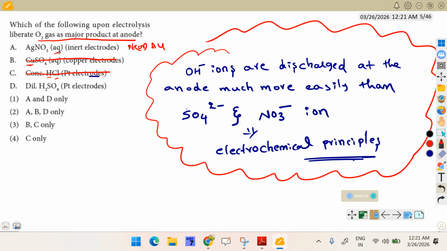Why? These are aqueous solutions. In aqueous solution, the solvent is water. Water dissociates into H plus and OH minus. AgNO3 dissociates into Ag plus and NO3 minus. Yet two different types of anions are present. In this, OH minus ions are discharged at the anode much more easily. That's the reason A and D liberate O2 gas.